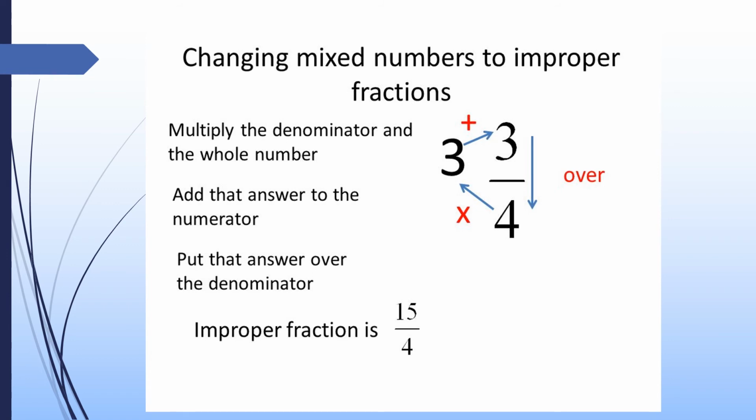4 into 3, 12 plus 3, that is 15. So it will be 15 by 4. So the improper fraction will be 15 by 4. See, the denominator will not change. The denominator remains the same, 4.